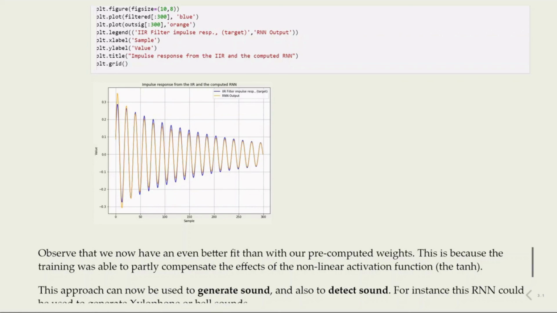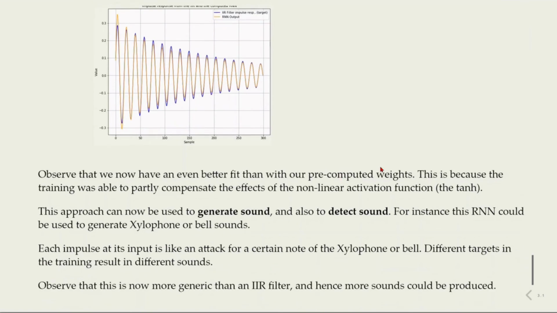And we already see it looks very similar, and observe that now we have an even better fit than with our pre-computed weights. And this is because the training was able to partly compensate the effects of the nonlinear activation function we used, which was the tanh.